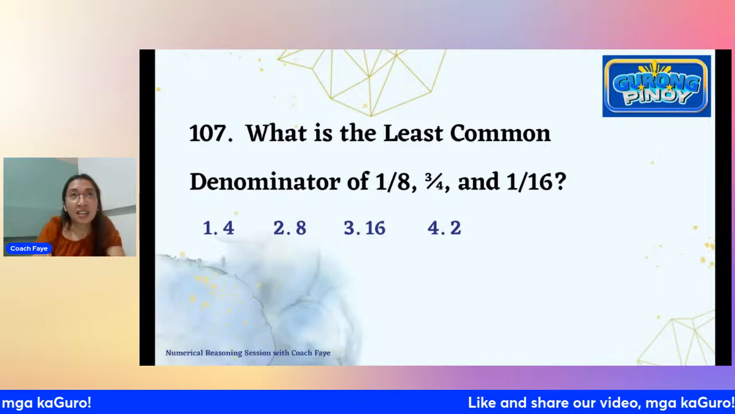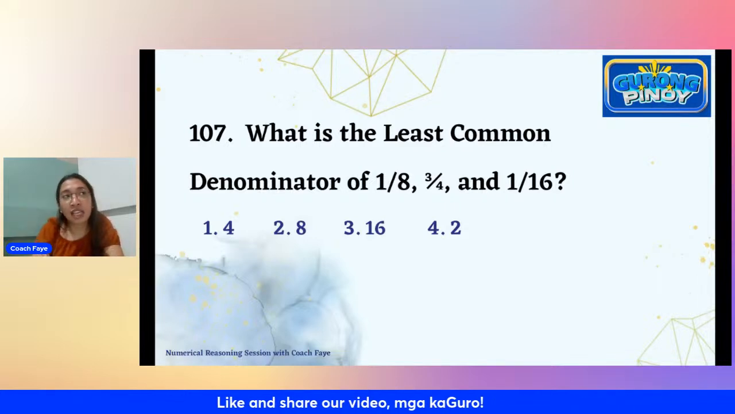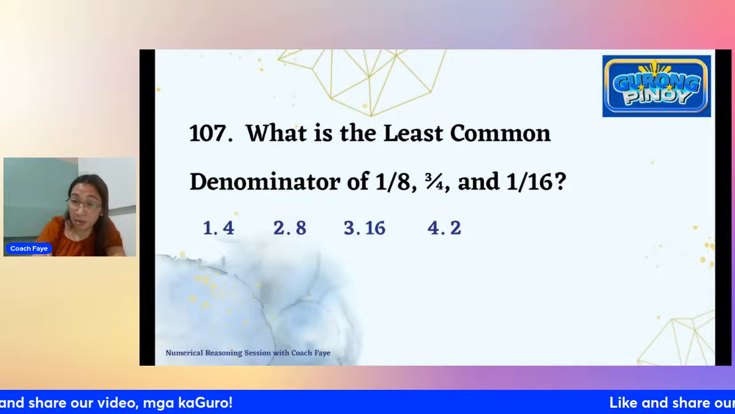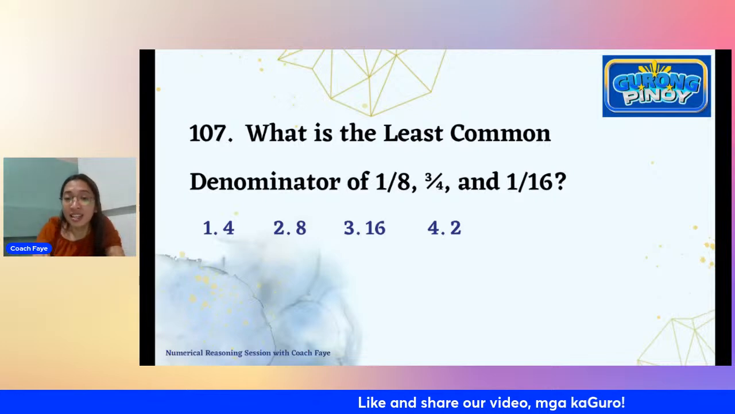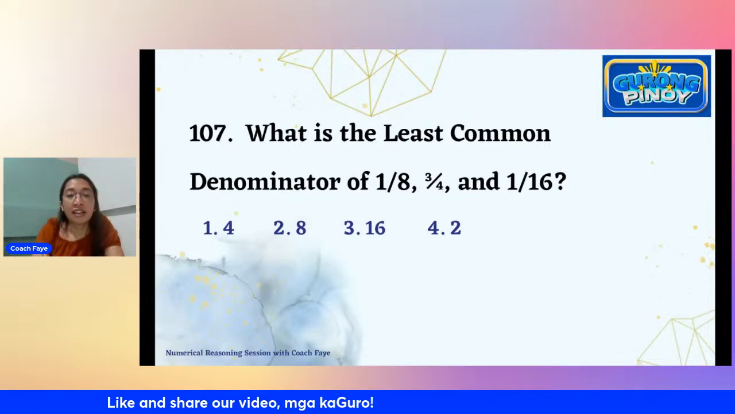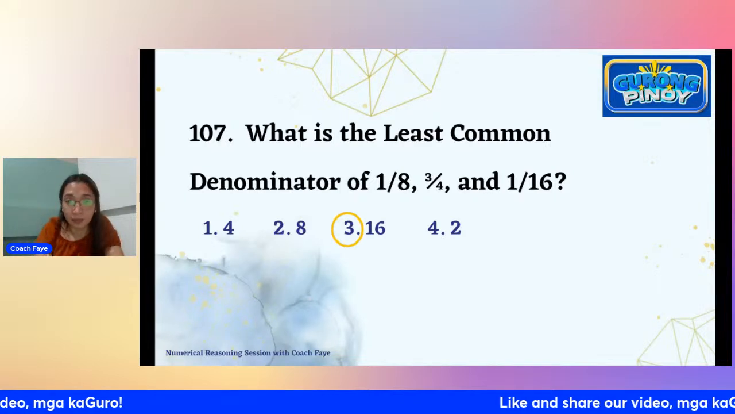So si 16, i-times 2 nyo, gawin yung 32. Pwede na ba? Or gawin yung times 3. Gawin yung 48. Pwede na bang mag-divide? Yun po yung process natin sa paghahanap ng LCD. Tinitingnan natin yung pinakamalaking denominator as our basis. The correct answer for this one is actually option 3, 16.